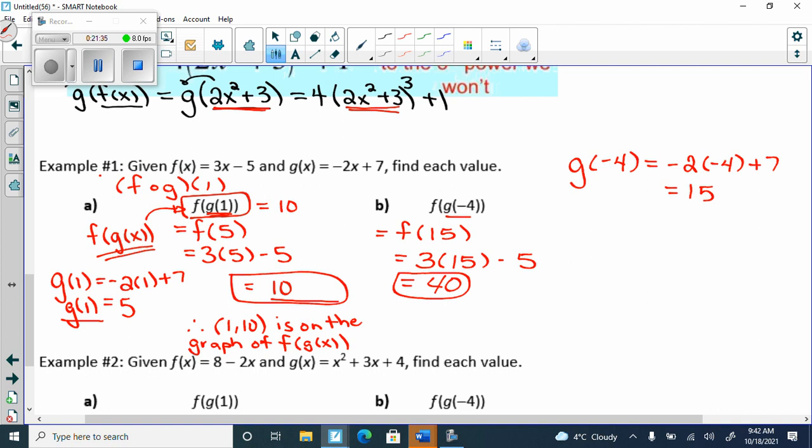Okay, so f of g of x, what is this? This is negative 4. This is the answer. If this was the question, that would be the answer. Please don't go further, right? If that is the question, the answer is 40. Circle it, move on. Okay?